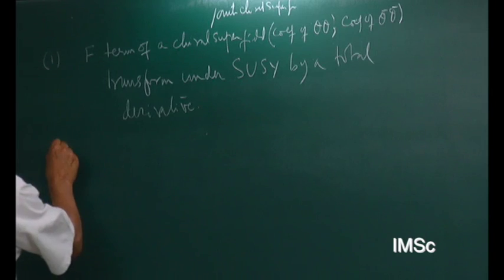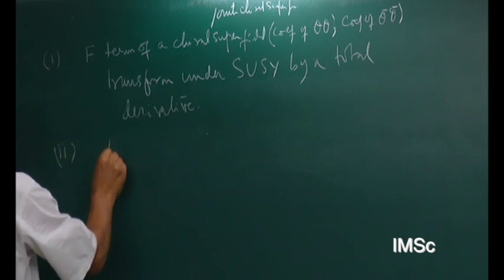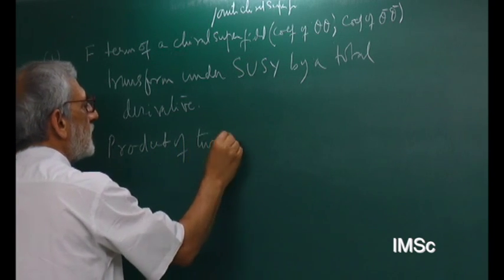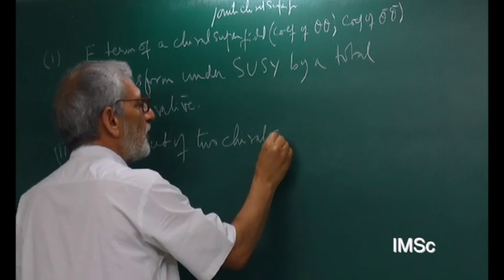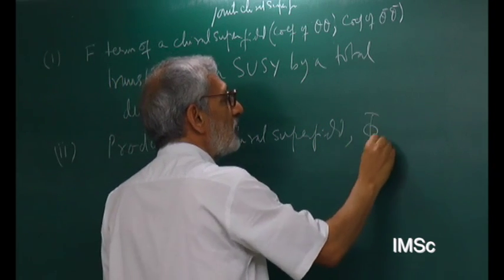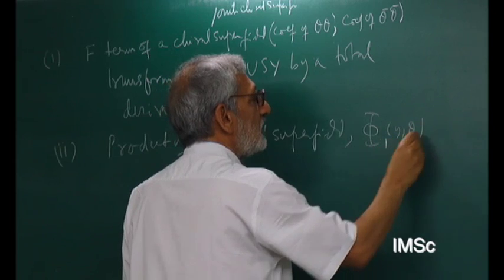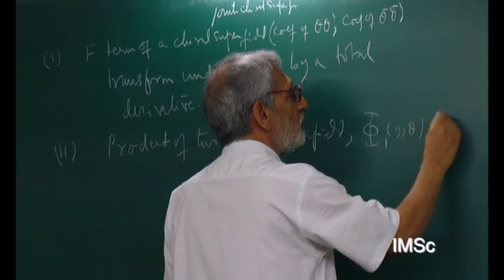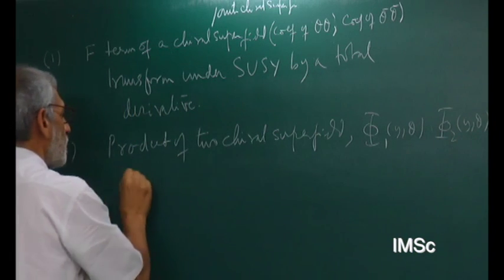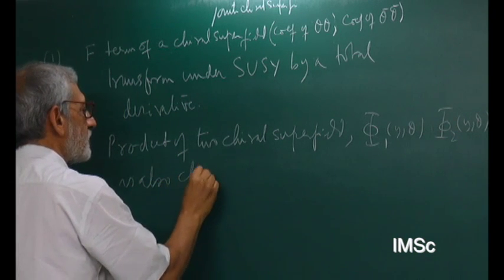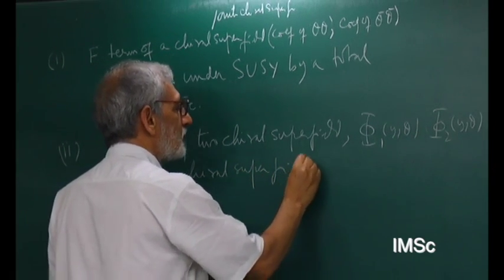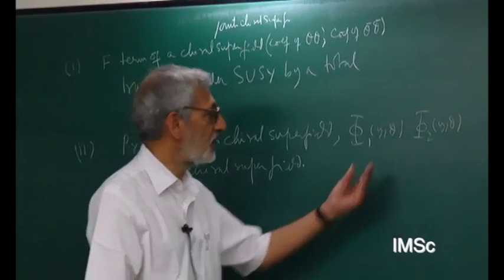Then we also discussed that the product of two chiral superfields, that's phi 1 as a function of y and theta, times phi 2 as a function of y and theta, is also a chiral superfield. By construction, because the product is also a function of y and theta only.